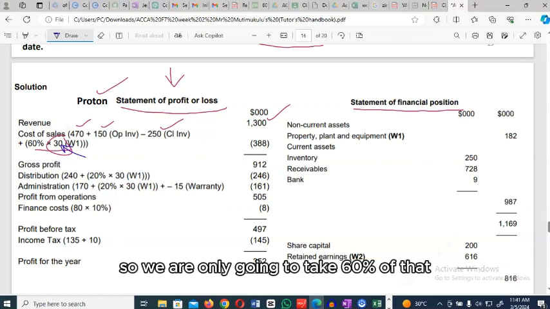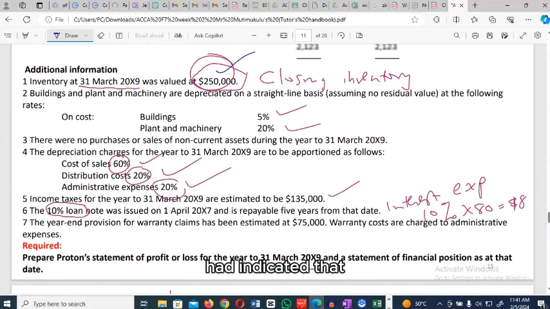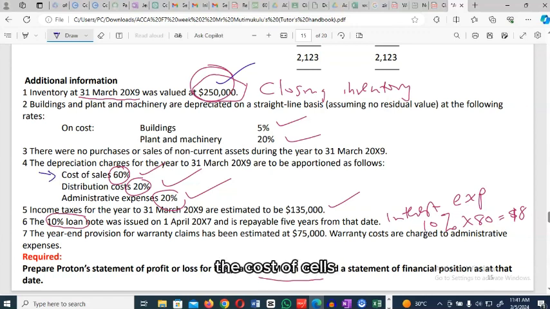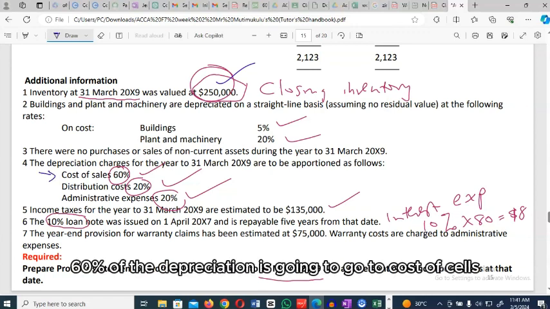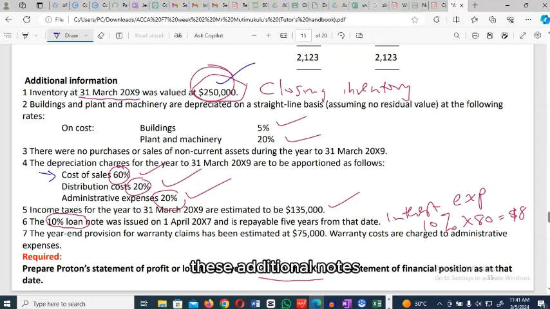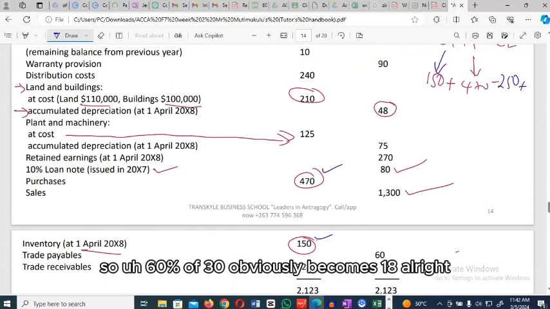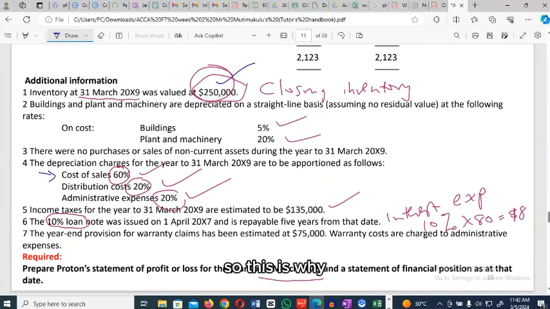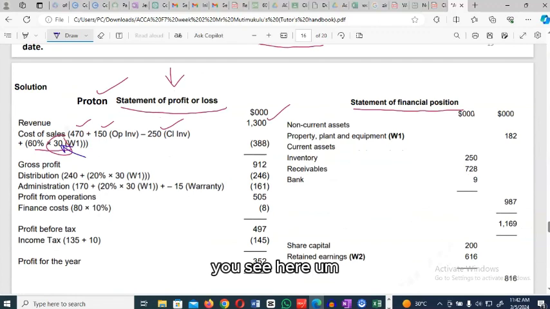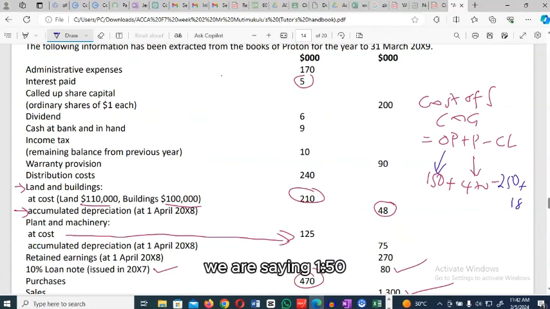So we are only going to take 60% of that as part of the cost of sales, because the notes had indicated that. From the notes, we are told that 60% of the depreciation is going to go to cost of sales. Please, in the examination, be careful of the notes to the financial statements. These additional notes are very, very important for you to pass this paper. So 60% of 30 obviously becomes 18. This is why you see the figure here. We can cross check the figure using our calculator.